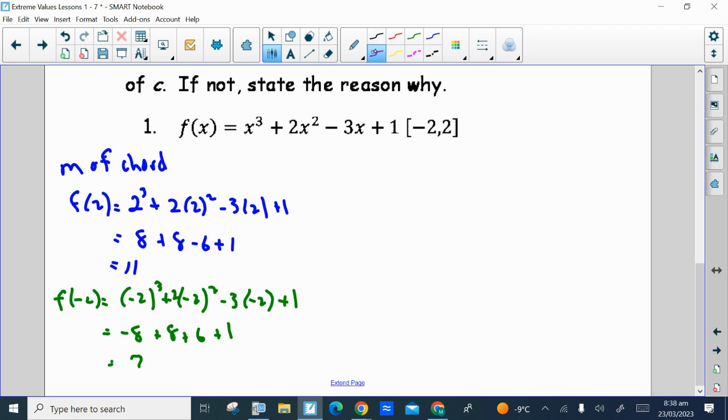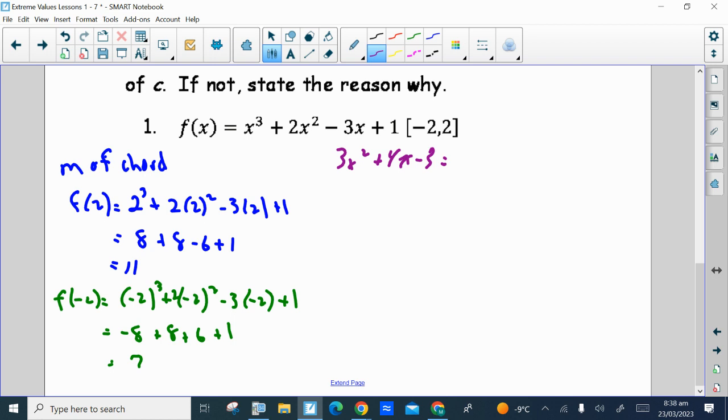So again, the mean value theorem says that there is a place somewhere on the curve where the tangent line, which is defined by the derivative 3x squared plus 4x minus 3, where the derivative equals the slope of the chord, meaning that the tangent line, which the derivative tells us the slope of, is parallel to that chord.